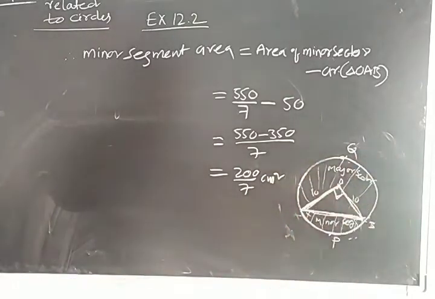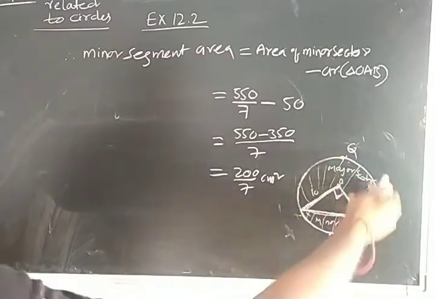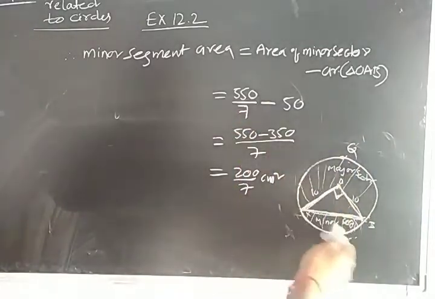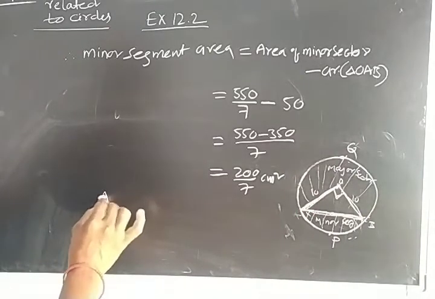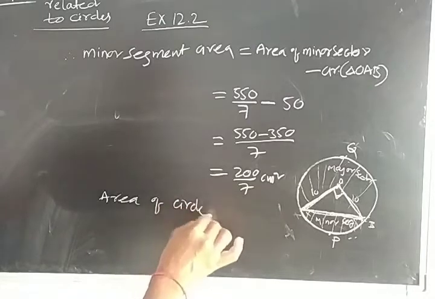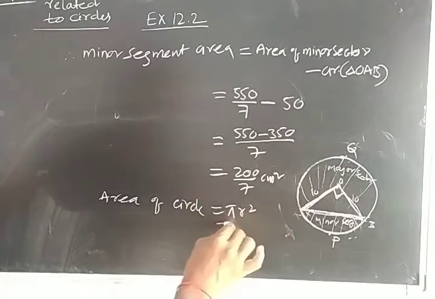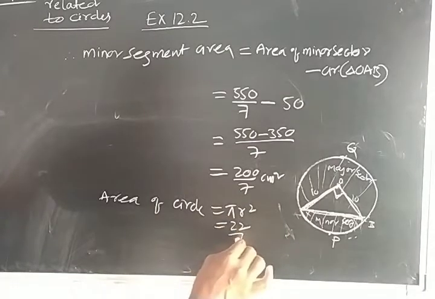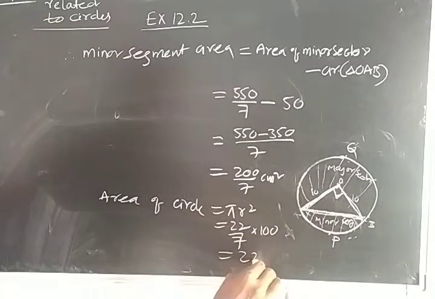Now to get the major sector area, I will find the total circle area. From the total circle area, if you subtract this minor sector area, automatically you will get the major sector area. Now area of circle. Area of circle is pi r square, 22 by 7 into 100. So 2200 by 7 centimeter square. This is the area of the circle.